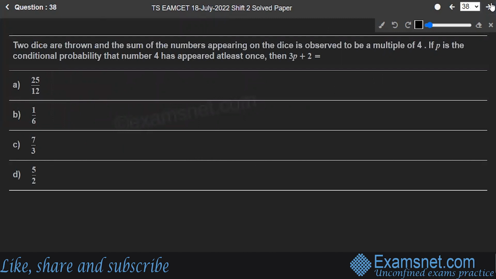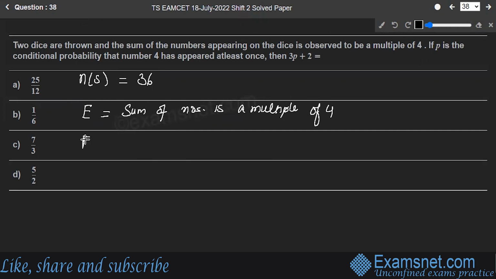Next question number 38. Two dice are thrown and the sum of numbers appearing on the dice is observed to be a multiple of 4. If P is the conditional probability that the number 4 has appeared at least once, then 3P plus 2 is equal to. Okay. So first, 2 dice are thrown. That means the total number of outcomes is 36. Event E denotes sum of numbers is a multiple of 4. And F shows that 4 has appeared at least once.